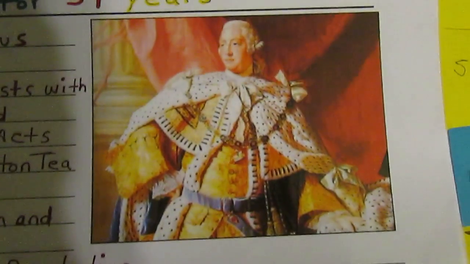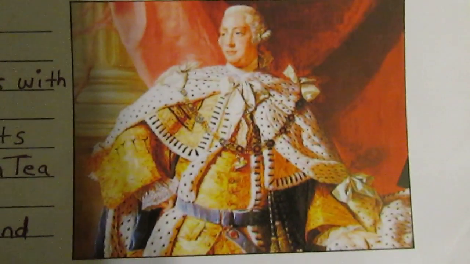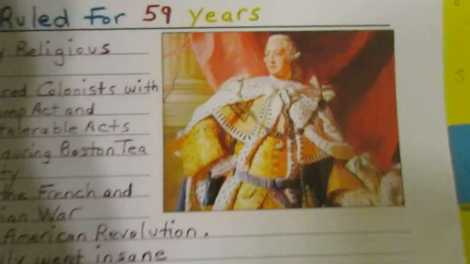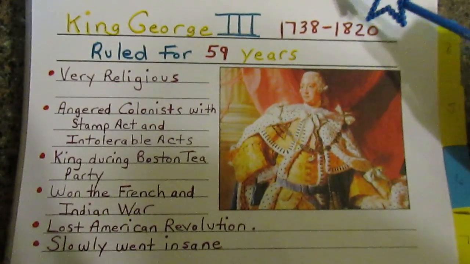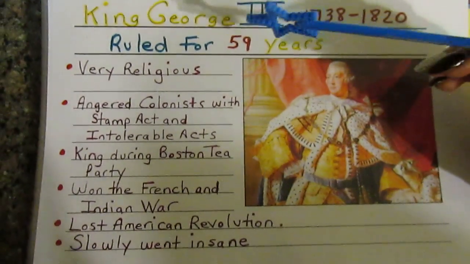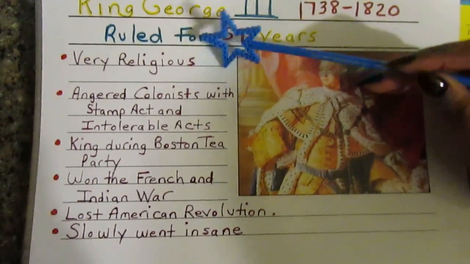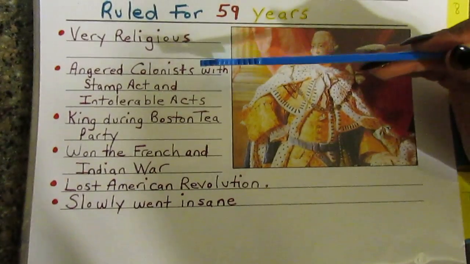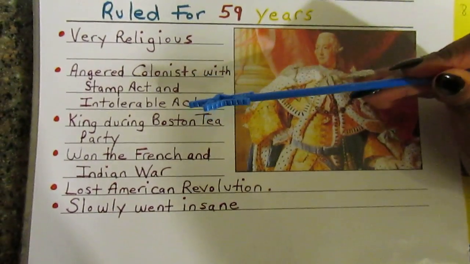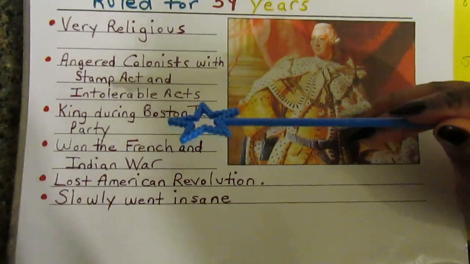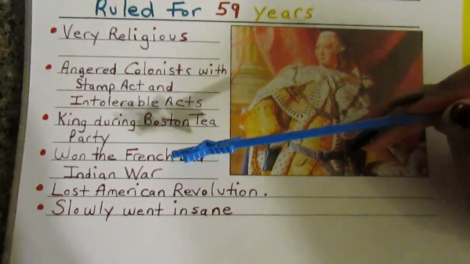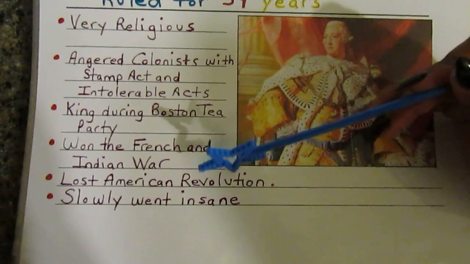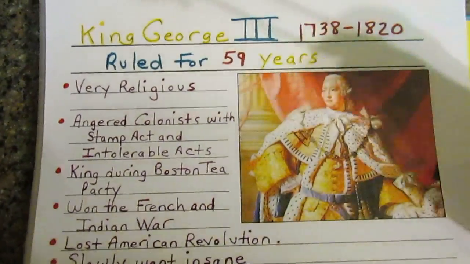King George III was king over all the major events during the American Revolution. He reigned from 1738 to 1820, and he ruled for 59 years, and he was very religious. He angered the colonists with the Stamp Act and the Intolerable Acts. He was king during the Boston Tea Party, and he won the French and Indian War, but lost the American Revolution, and he slowly went insane.